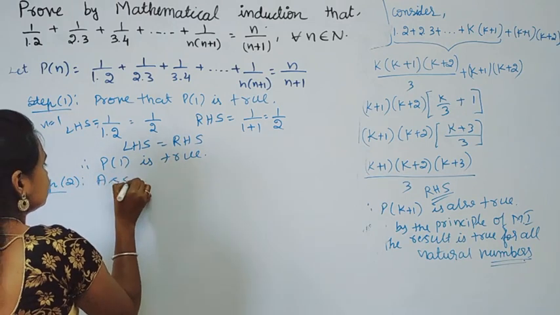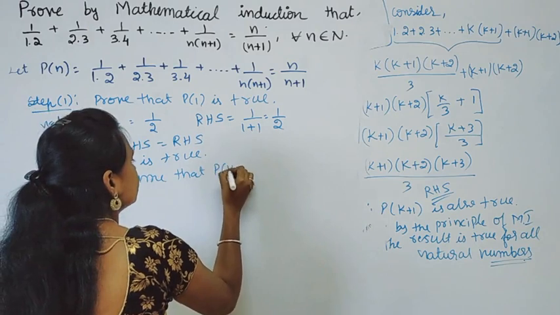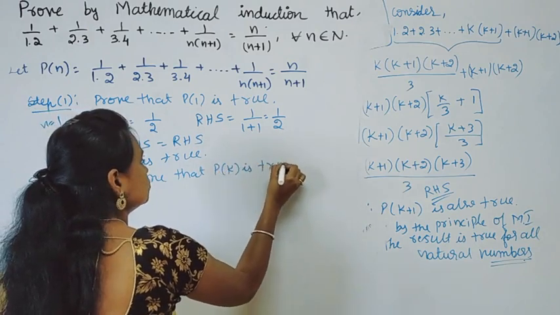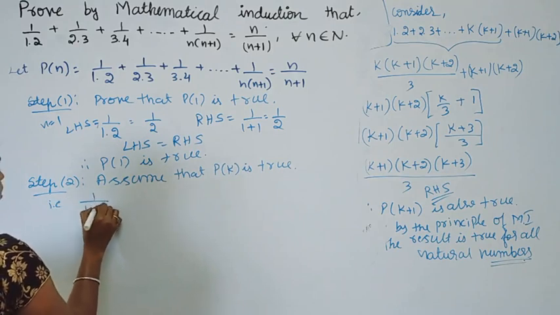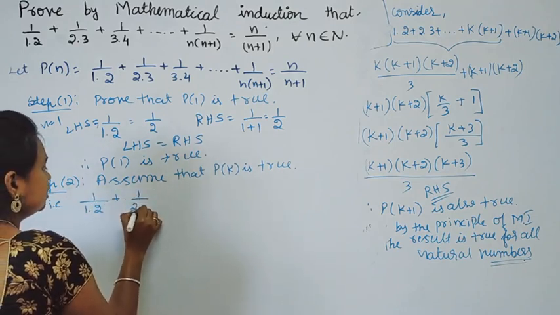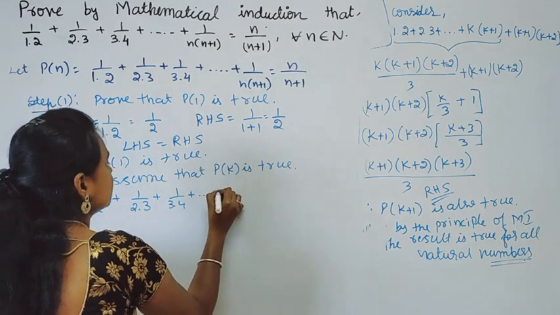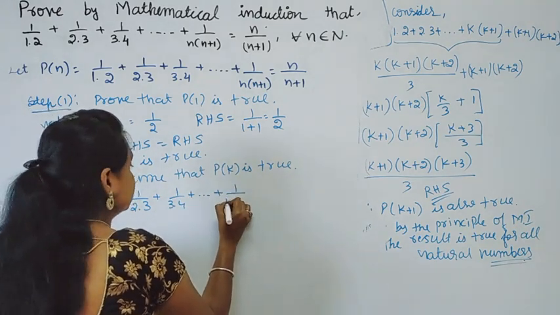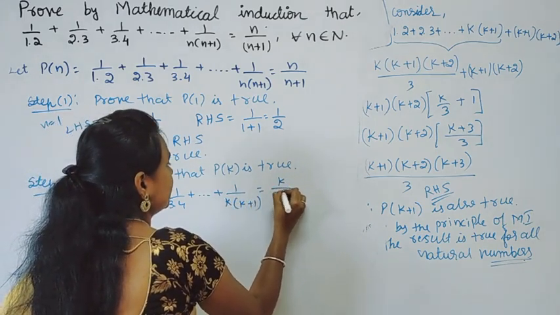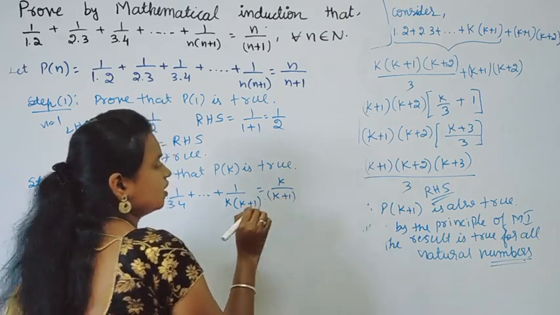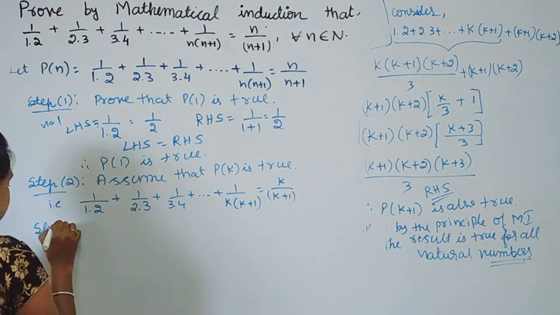Now step 2. Assume that P of k is true. So P of k means what? That is 1 by 1 into 2 plus 1 by 2 into 3 plus 1 by 3 into 4 plus, etc., plus 1 by k into k plus 1 is equal to k by k plus 1, right? This is P of k. Then come to step 3.